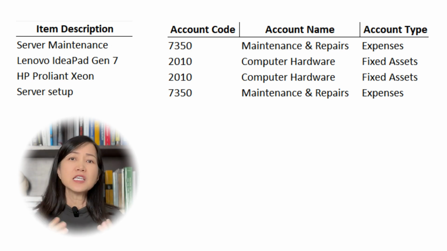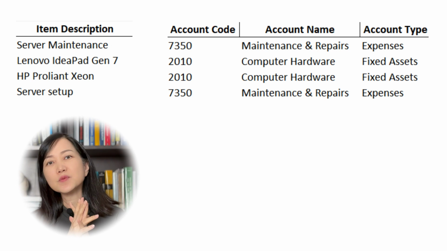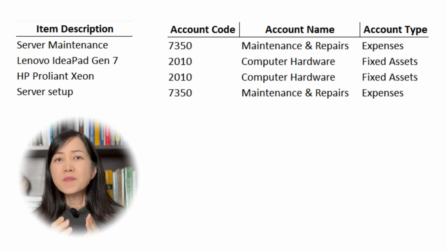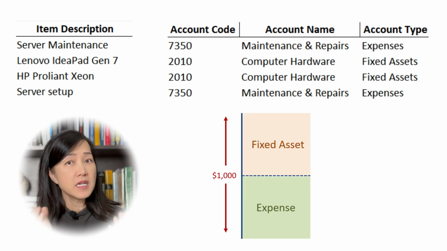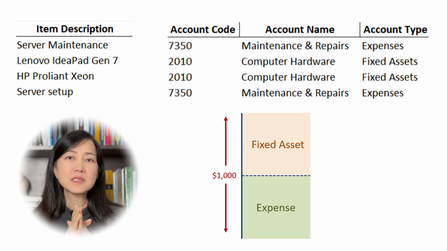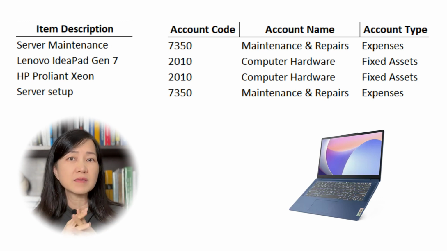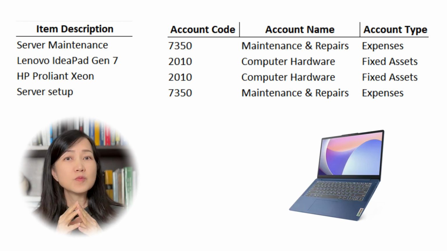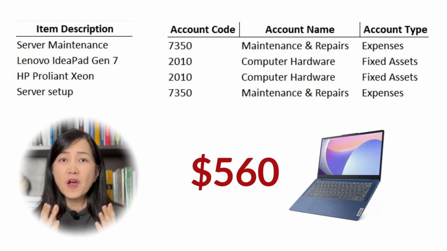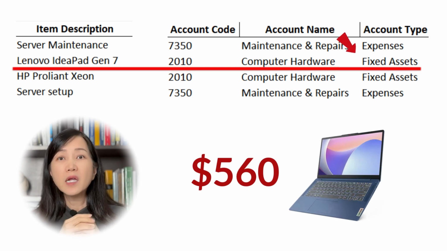Another issue is each company has its own rules for assigning account codes. For example, some companies might decide that any spending less than $1,000 will be expensed. In that case, other computers normally classified as fixed assets, like the Lenovo notebook PC that cost $560 each, should be classified as an expense rather than a fixed asset.